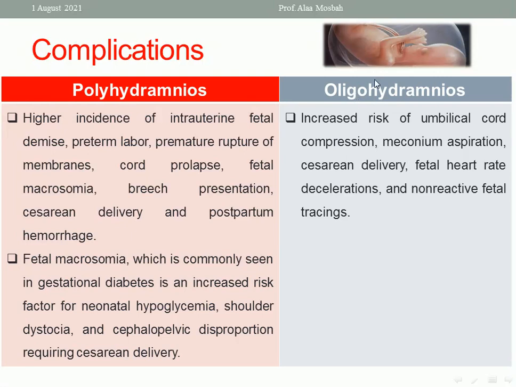What about complications of oligohydramnios? There is increased risk of umbilical cord compression, because the decreased amount of amniotic fluid leads to umbilical cord compression. Also meconium aspiration, increased cesarean delivery, fetal heart rate deceleration, and a non-reactive fetal tracing.